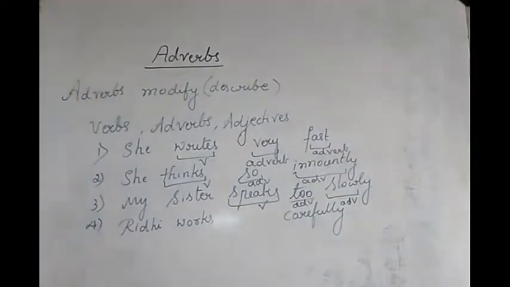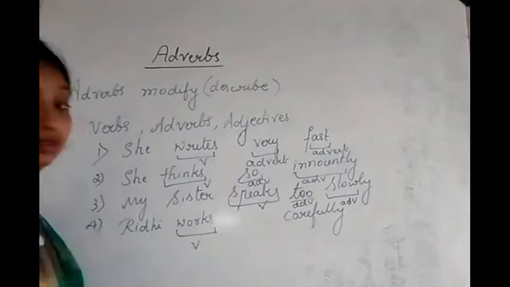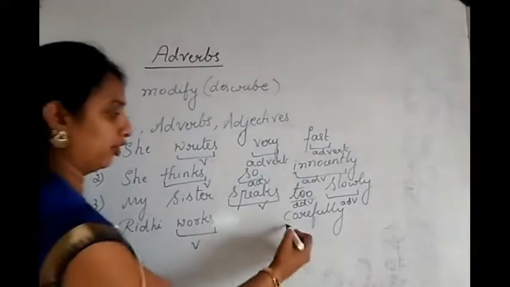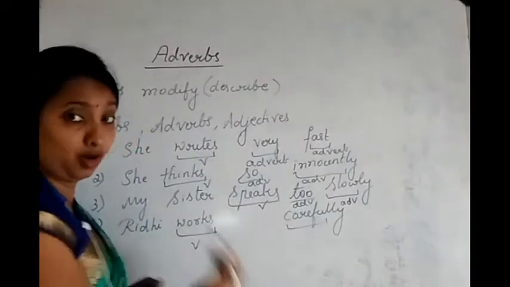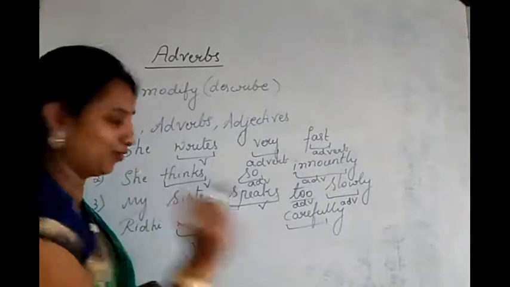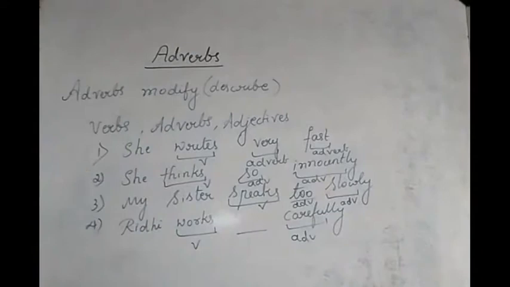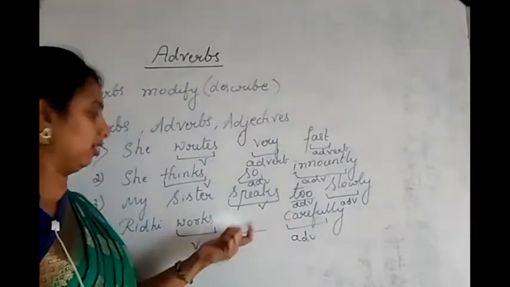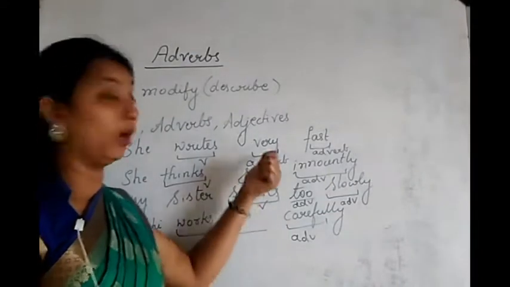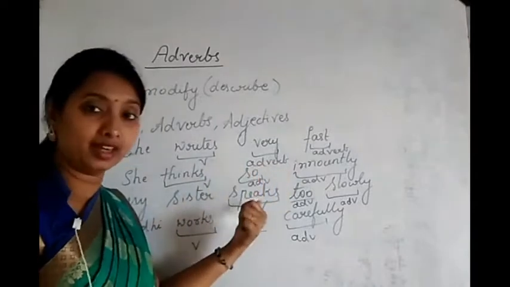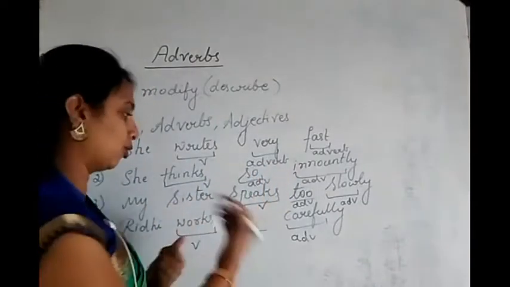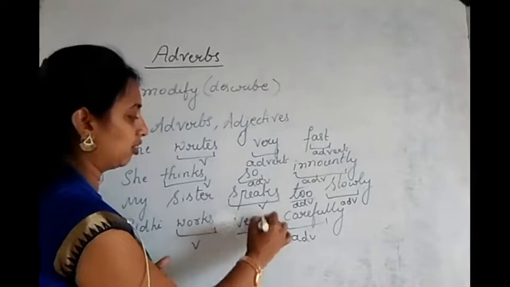Next sentence. Riddhi works dash carefully. Works is a verb, correct? So now carefully is describing this verb. So can you say it? It is an adverb. Now what can I say here? I can say any word here. Riddhi works very carefully, I can say. Too carefully, I can say. So I can say Riddhi works very carefully.